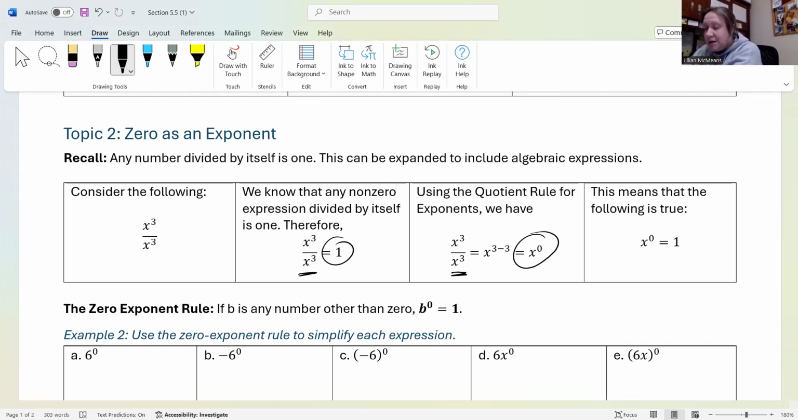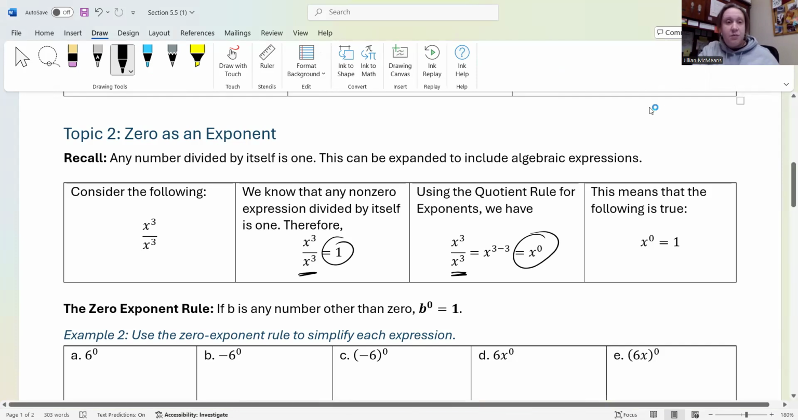So if b is any number other than 0, b to the 0 equals 1. Now, I don't want to say there are exceptions to this. There aren't exceptions to this at all. This is a fact: b to the 0 is 1. But you do have to be careful when you're looking at expressions that contain 0 as an exponent. So let's look at several examples here.